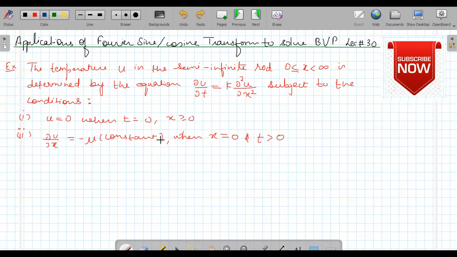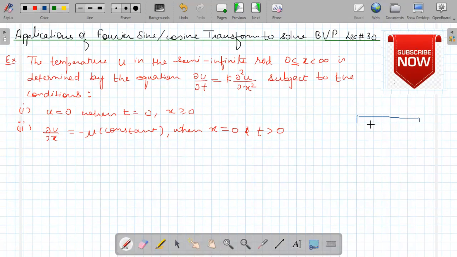If you have this rod and this denotes the point X is equal to 0, then at this end the rate of change of temperature is given by minus mu. Del U by del X is equal to minus mu. Rate of change of temperature is constant here. So how to solve this?